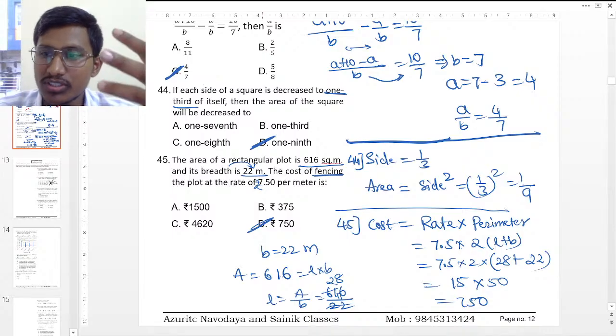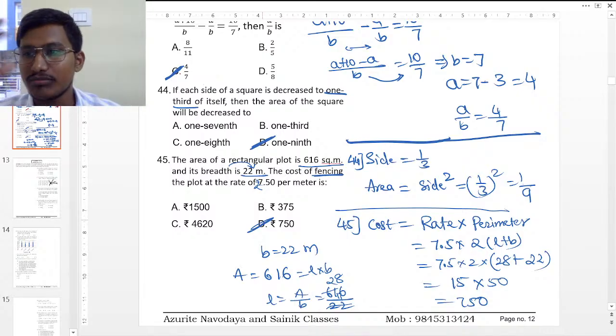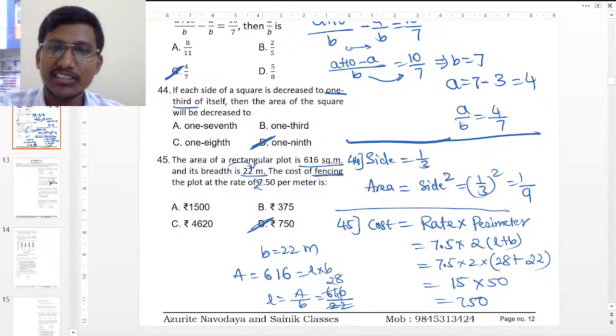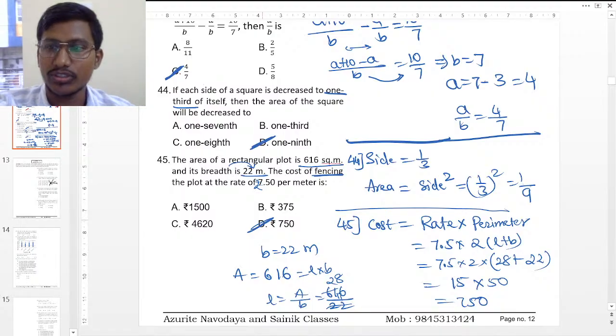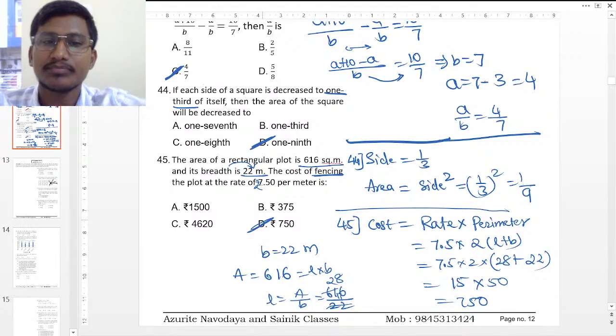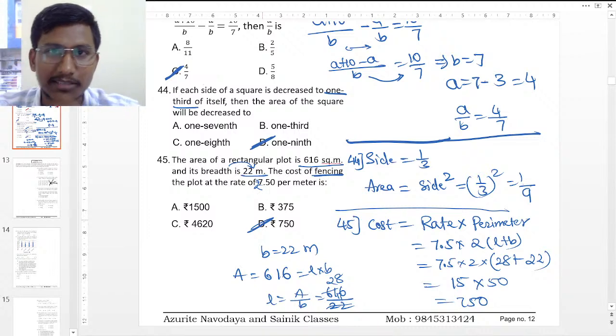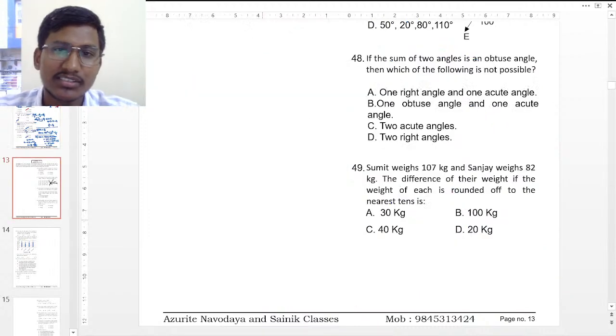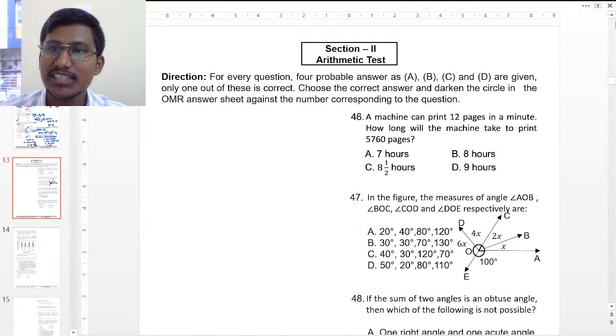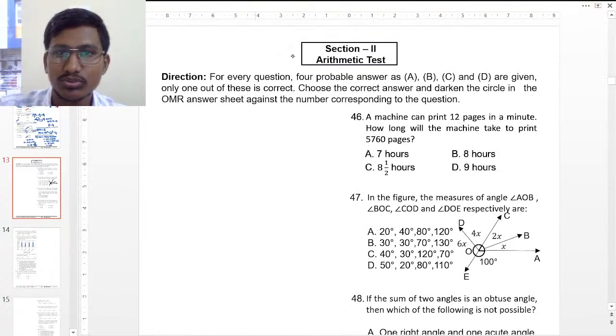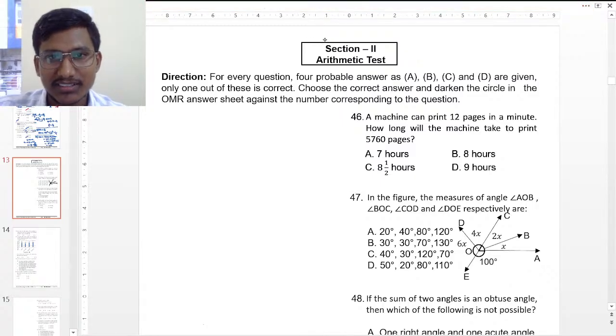So how do we find the cost? That is rate into perimeter. We have to multiply, and we will get the cost. Okay, good. So that's the answer for 45, option D. So let's do the next set of questions, that is question 46. Let us see the question now.